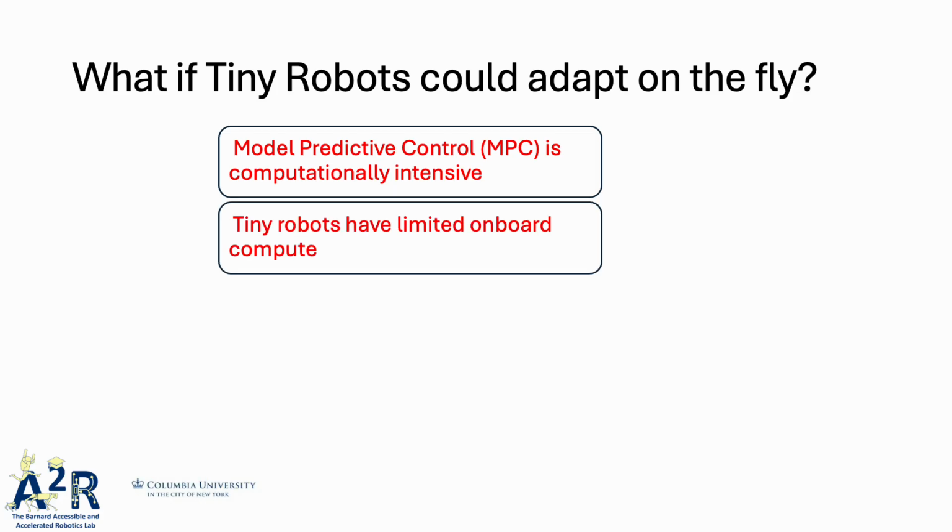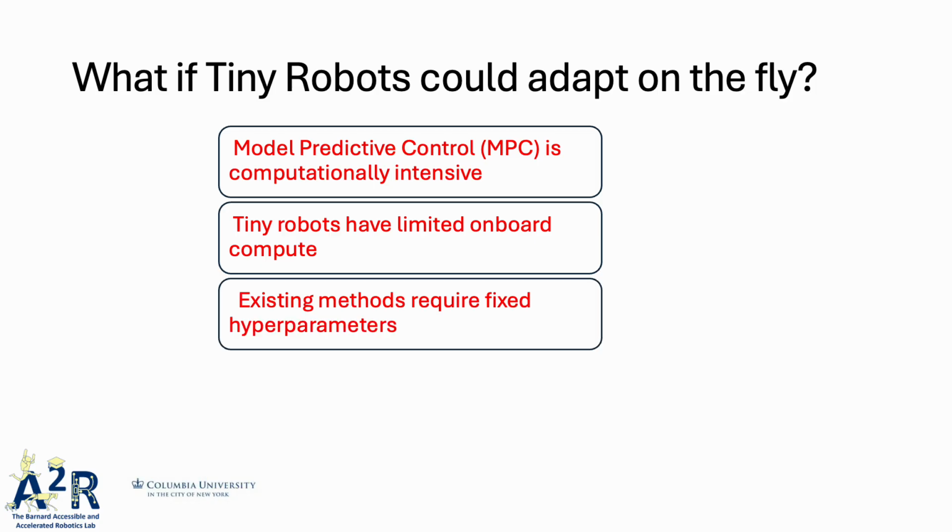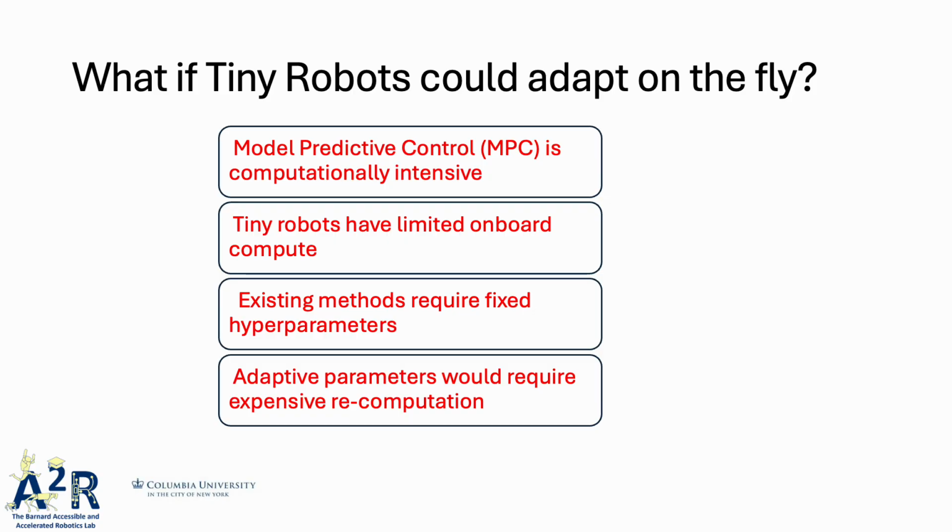Current approaches use pre-computed caches to enable real-time MPC on MCUs, but they require fixed hyperparameters that can't adapt to changing conditions. And using adaptive parameters traditionally requires expensive recomputation of the entire cache. Recent advances in cache-embedded MPC have enabled really great results to solve this problem.